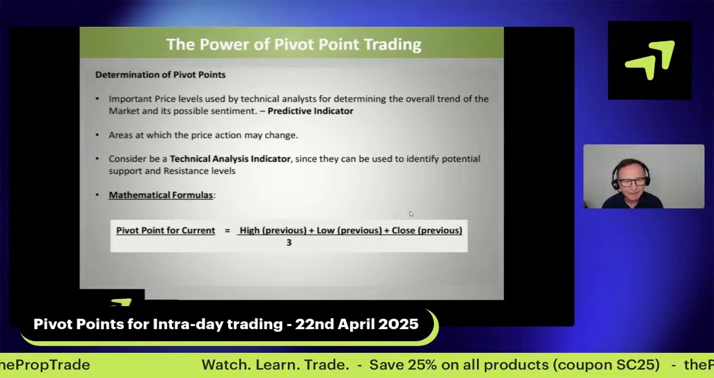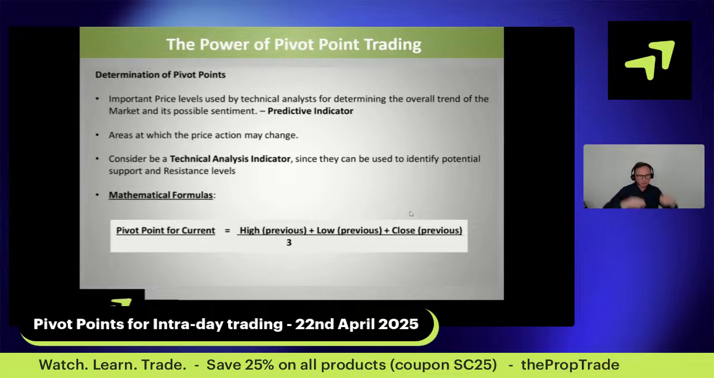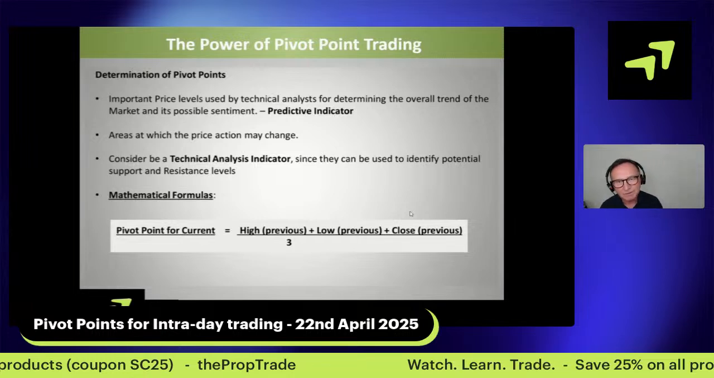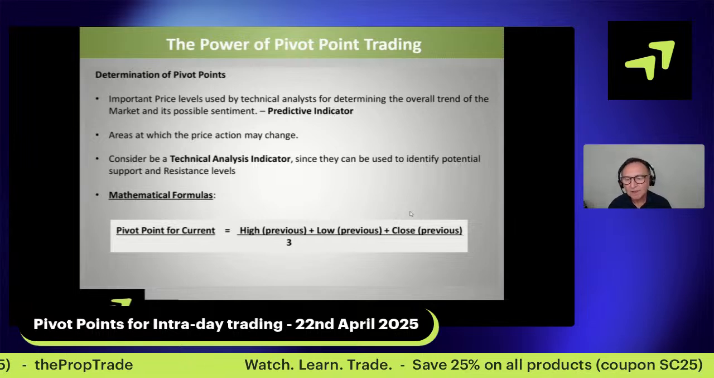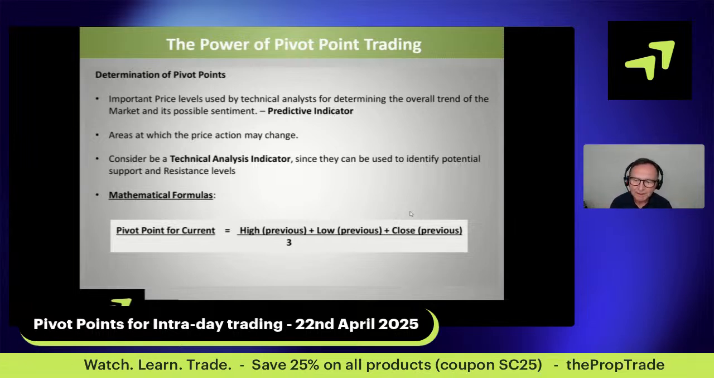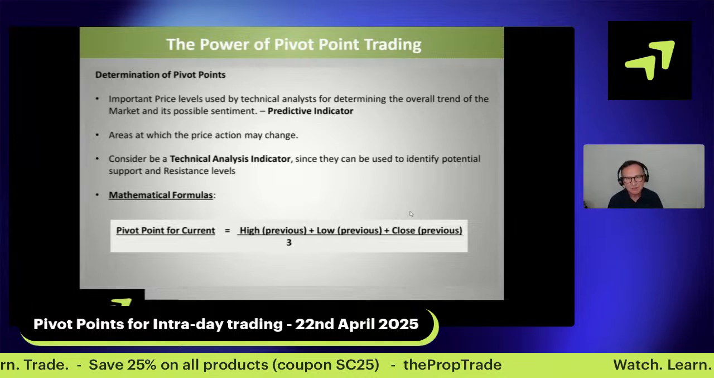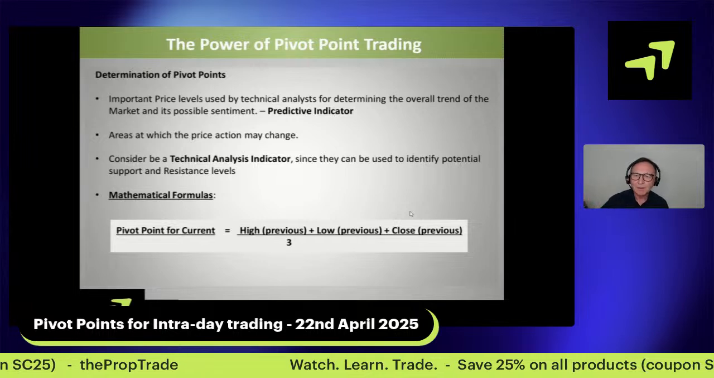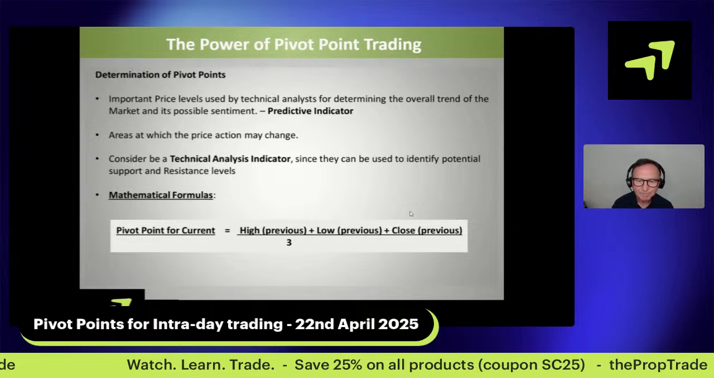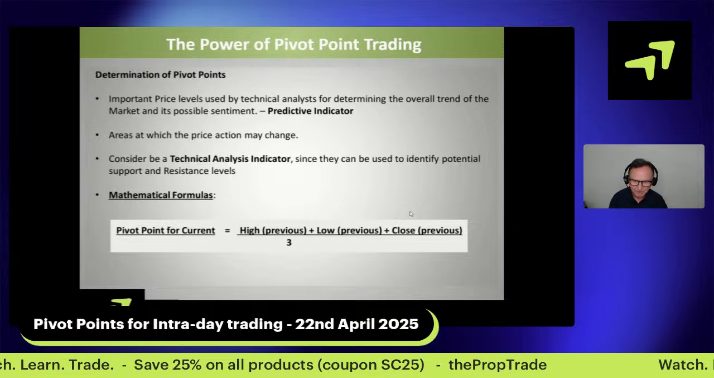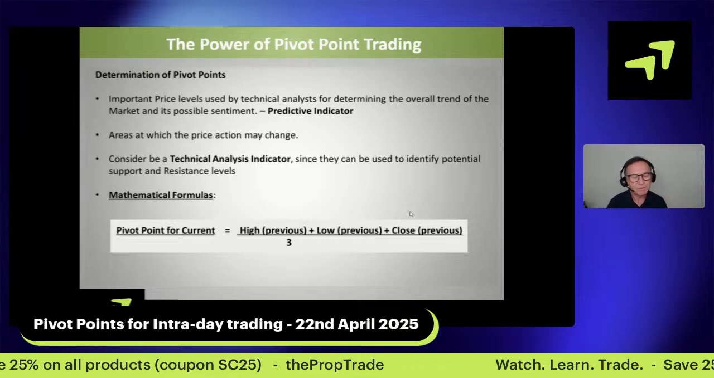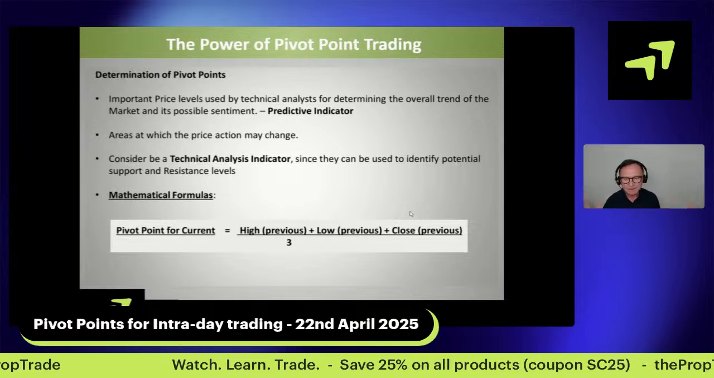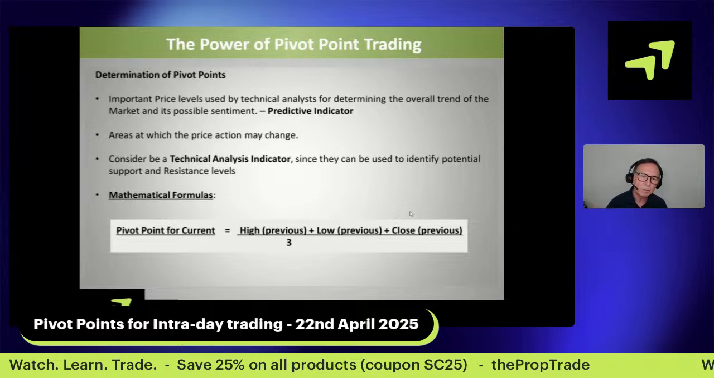It's a technical analysis indicator, with potential support and resistance levels, or rather predicted support and resistance levels based on the previous price action. So it's quite a simple formula. It's not complicated. A pivot point for the current session or the current time frame is the high of the previous time frame, whether it's a minute, an hour, a month, a week, it doesn't matter, plus the low of the previous time frame, plus the close of the previous time frame, divided by 3. So it gives you an equal balance between the high, the low, and the close of the price.